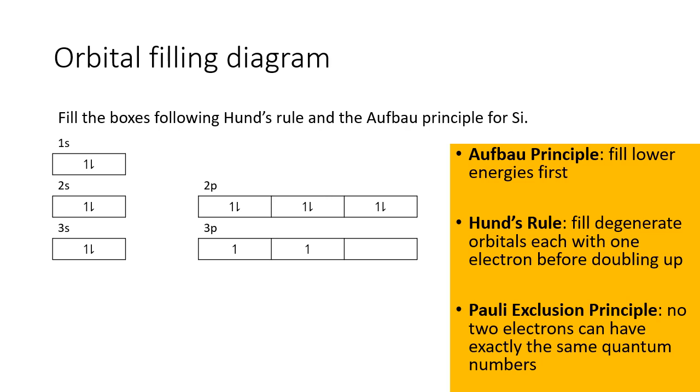lowest energy to higher energy. That gets us to 10. Then we go 3s2, that gets us to 12, and we have 2 left over. We're going to follow Hund's rule, and we're going to put 1 in each box.